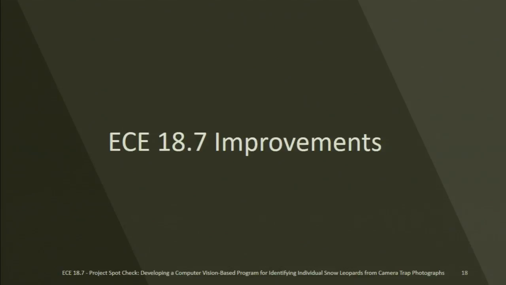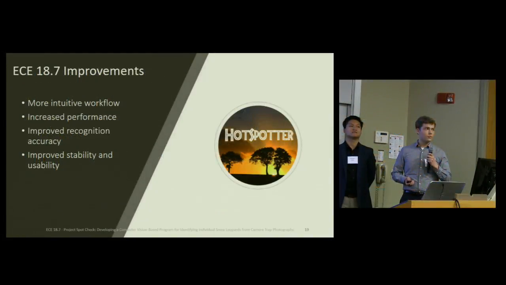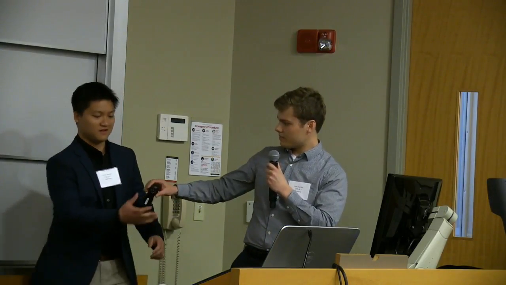So now we're going to talk about the improvements that we've made. As part of our project, we wanted to focus on 4 main parts. We wanted to give Hotspotter a more intuitive workflow. We wanted to increase the identification accuracy. We wanted to improve the program runtime by reducing runtime. And we also wanted to improve stability and usability of the software, which Tim is going to talk about now.